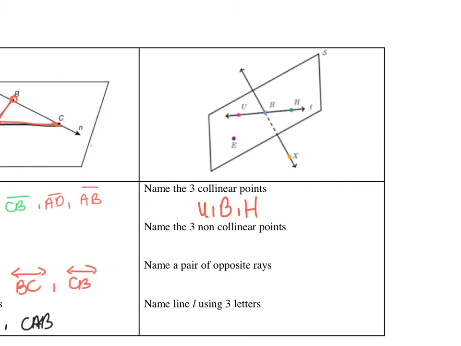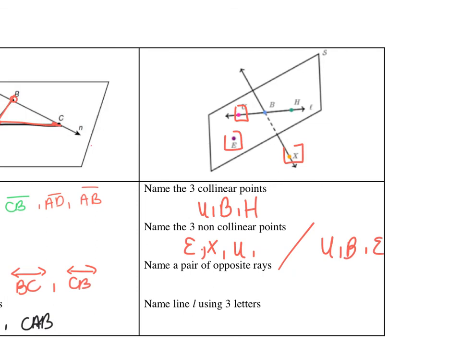Now, I want to say 3 non-collinear points. So these are 3 points that are not on the same line. There's a bunch of different combos you can use. I'm going to use E, X, and U because they're not on the same line. If you want to, you could also use U, B, and E if you wanted. Because as long as you have 3 points that are not on the same line, that's non-collinear.